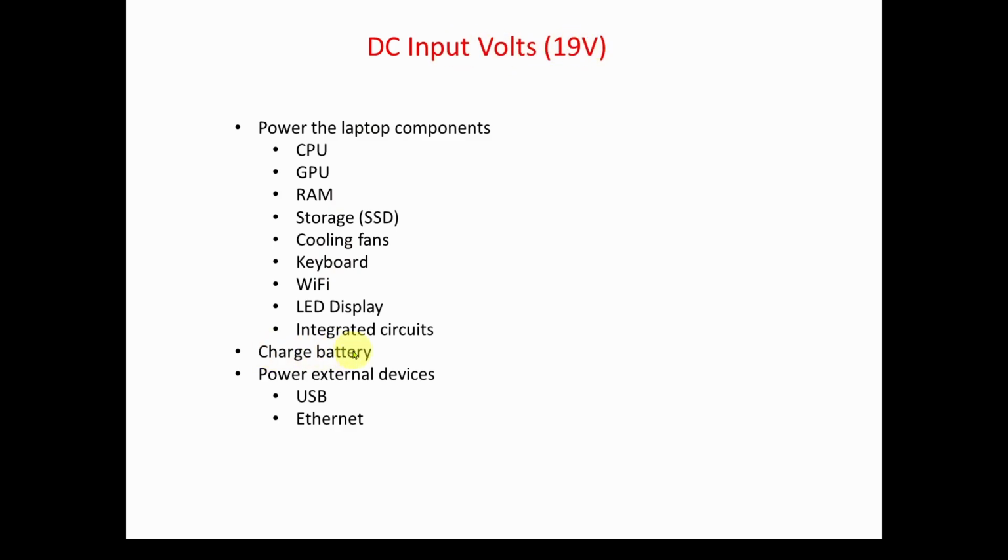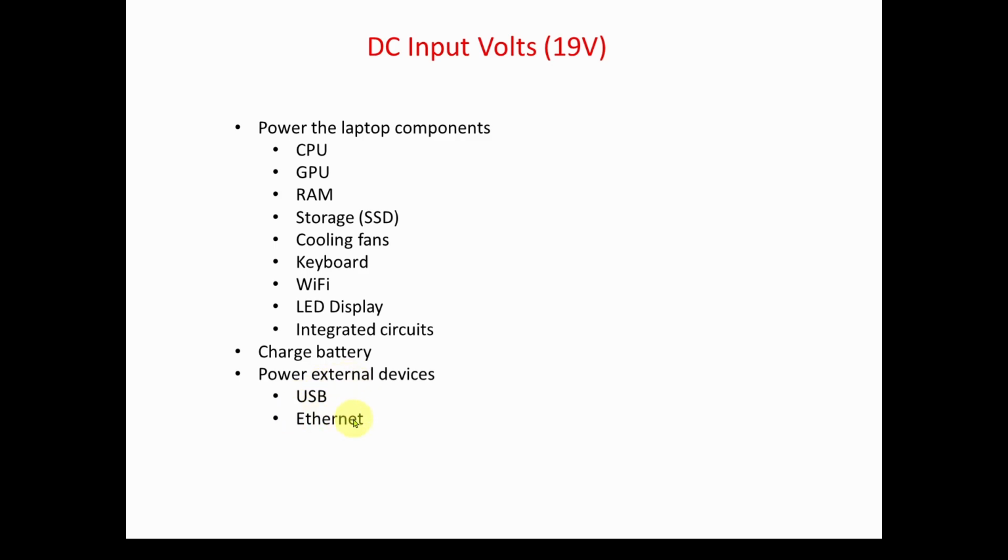Also, we have a battery, don't forget, so we're going to have to take that DC input volts of 19 volts and somehow figure out how to charge the battery. Also, we're going to have to power any external devices. For example, if we have a USB thumb drive connected to one of the USB ports, you've got to power that.